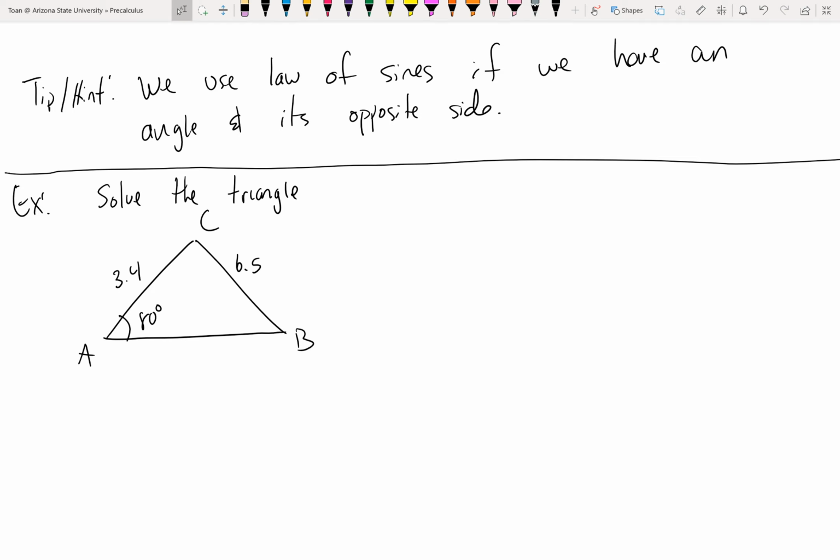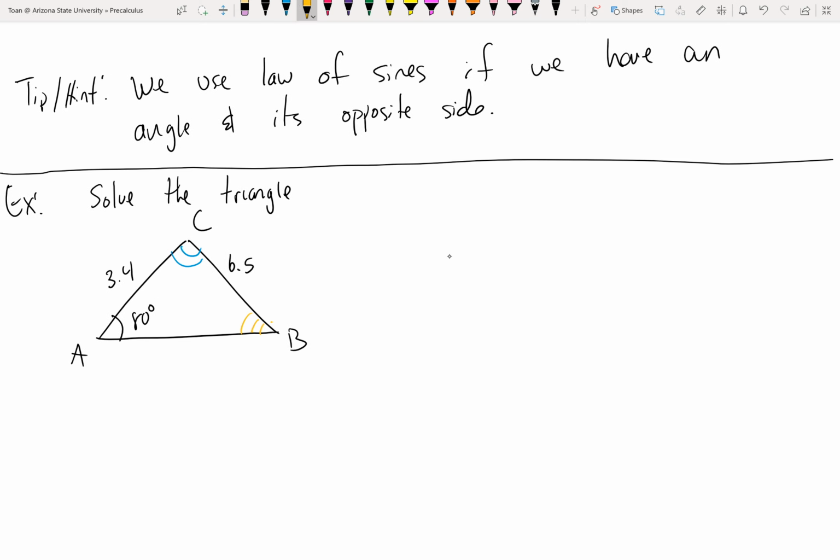Recall what it means to solve a triangle. To solve a triangle means to find all the missing pieces. So whatever's not labeled, I hope it's very obvious to see that angle C is not labeled, angle B is not labeled, and side C is not labeled. So those are the three pieces that we need to solve for. It's not a right triangle, so I can't use regular SOHCAHTOA. This seems like I'm stuck.